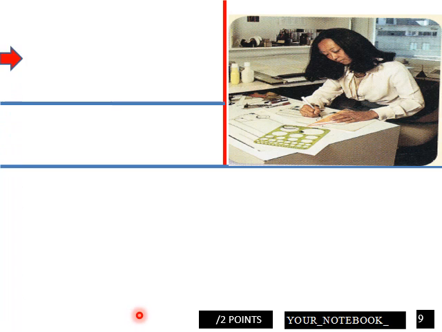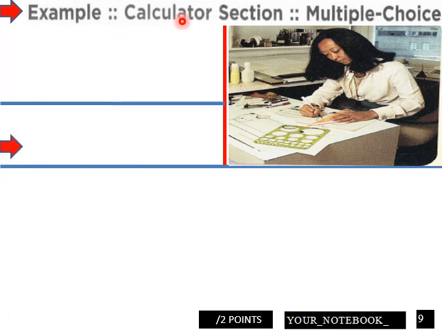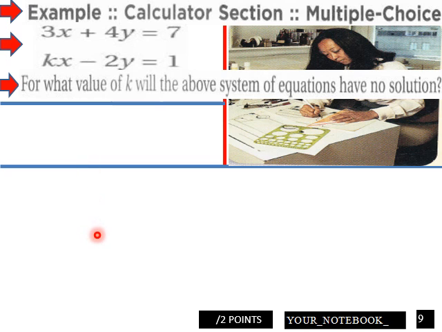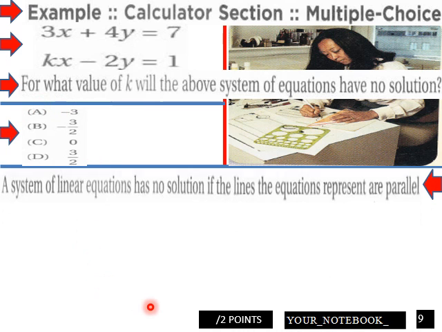Page 9. Example, calculator section, multiple choice. We have two equations there. For what value of k will the above system of equations have no solution? So here are the possibilities here.